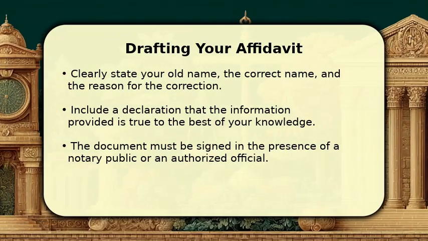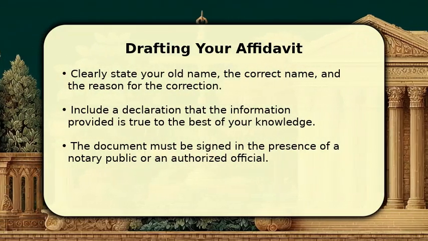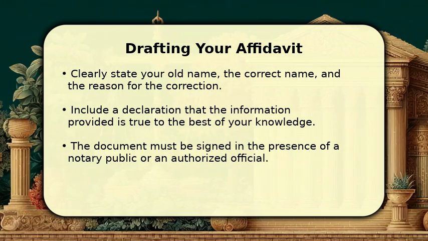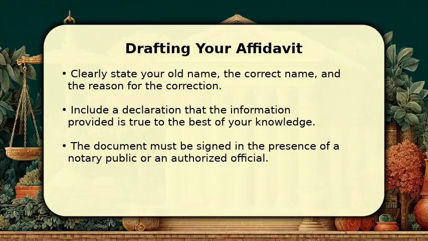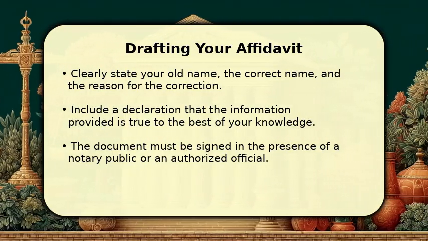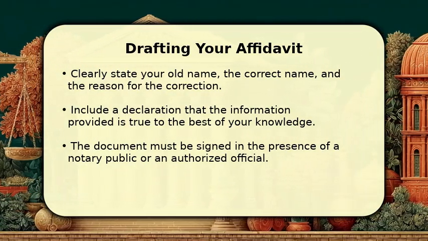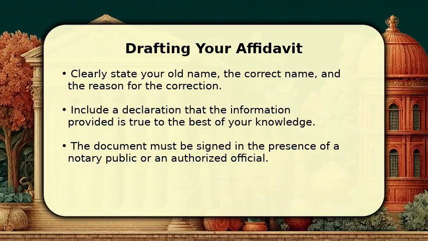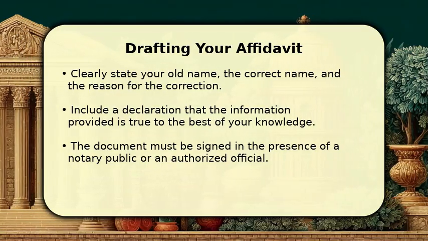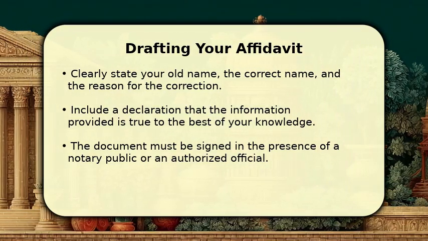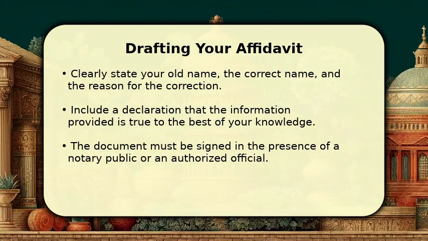Next, draft the affidavit. It should clearly state your old name, the correct name, and the reason for the correction. Include a declaration that the information provided is true to the best of your knowledge. Once drafted, the document must be signed in the presence of a notary public or an authorized official. They will then attest to your signature, making the affidavit legally binding.